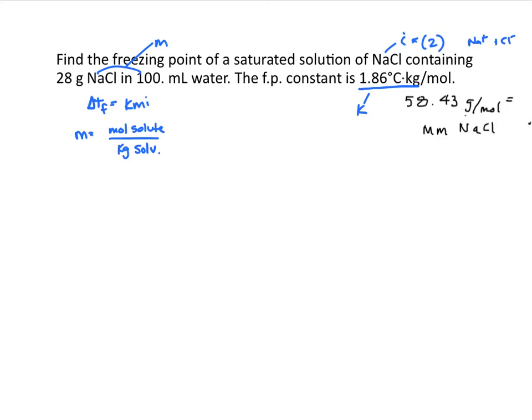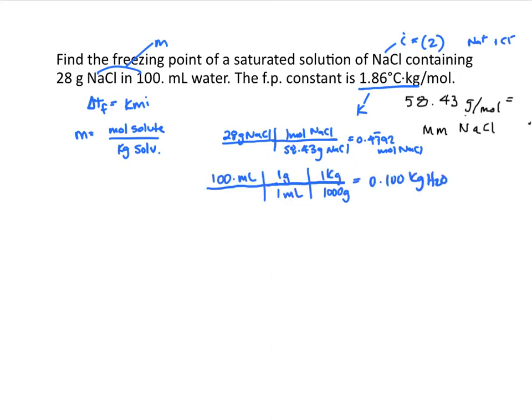Now, in order to calculate our molality, we're going to need our moles of solute as well as kilograms of solvent. So we're going to go ahead and calculate our moles of solute. If we divide by our molar mass, we end up with 0.4792 moles of sodium chloride. So we see that here. Now we need our kilograms of our solvent. So we need to take our 100 milliliters of water and convert that into kilograms of our solvent, since water is our solvent. If we carry out that calculation, we use density to convert our milliliters into grams, knowing the density of water being 1 gram per mL, and then using our relationship between kilograms and grams to calculate our kilograms of our solvent.